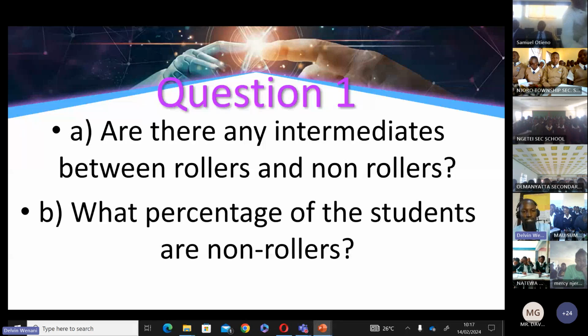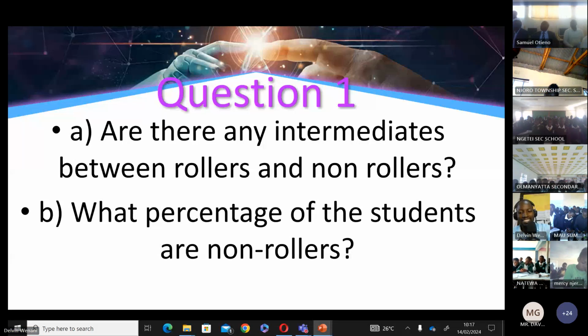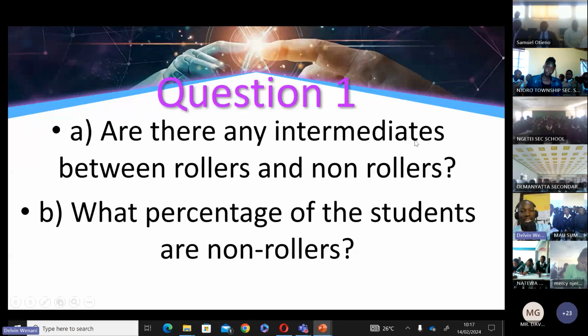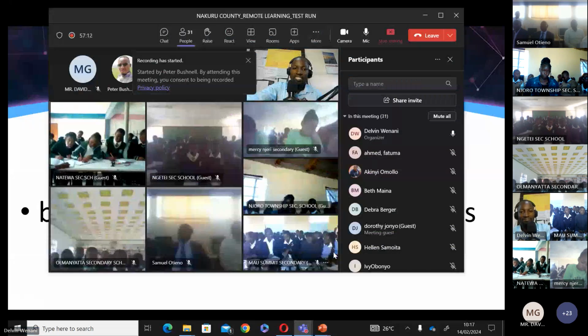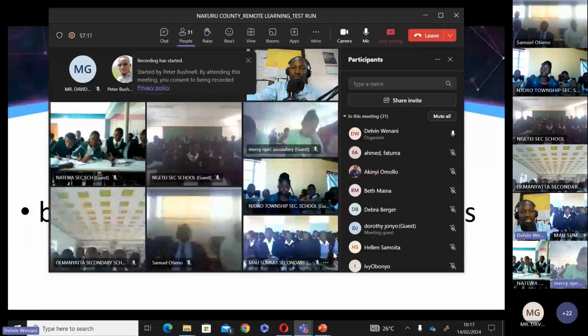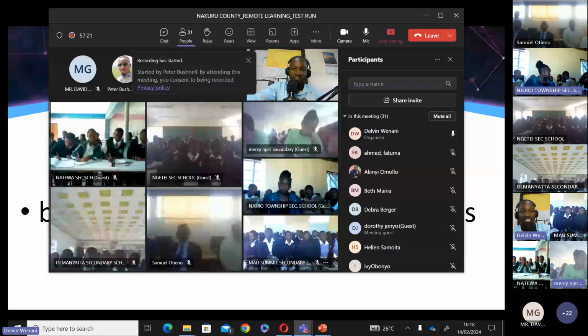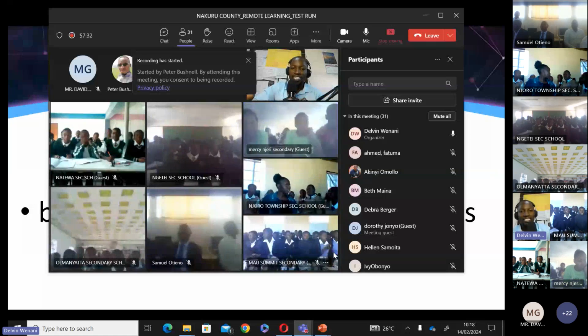The first question from your results: are there any intermediates between the rollers and non-rollers? What I mean by intermediates is, was there any student who was able to roll and at the same time cannot roll? Maybe let me just pick one school and request one student to come and respond, if there was any student who was able to roll and at the same time could not roll.